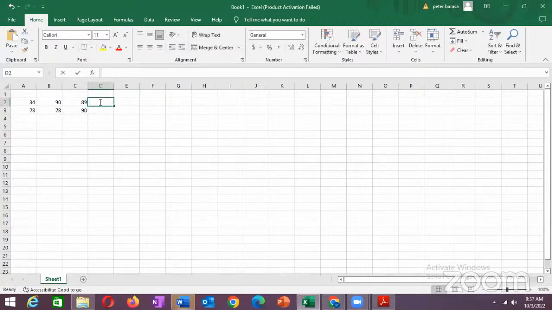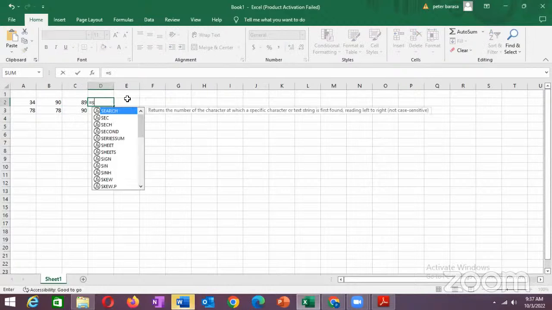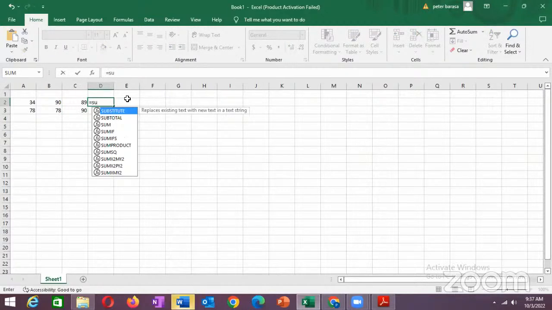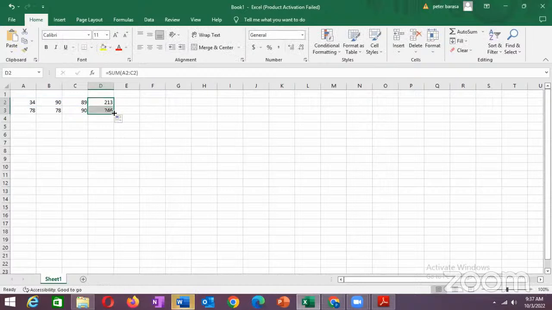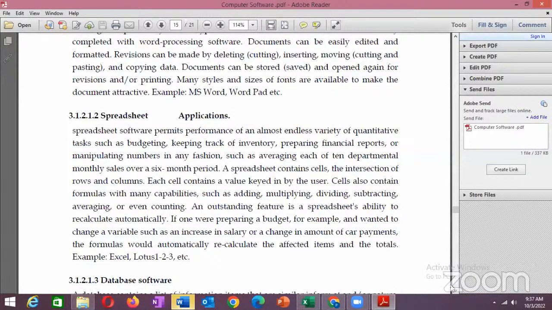You can get the totals. You just type sum here, then you do that, and it gives you the total. This is an example of a spreadsheet. If you go to your smartphones, you can also get this spreadsheet, and it has so many functions that can help you do a lot of calculations. So the aim is to help you carry out calculations.